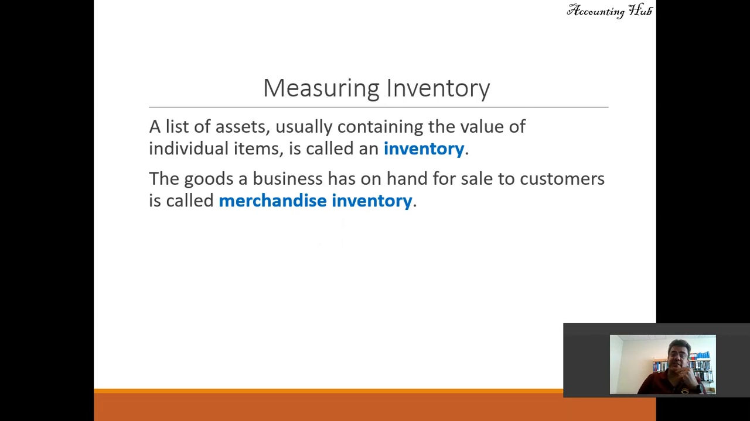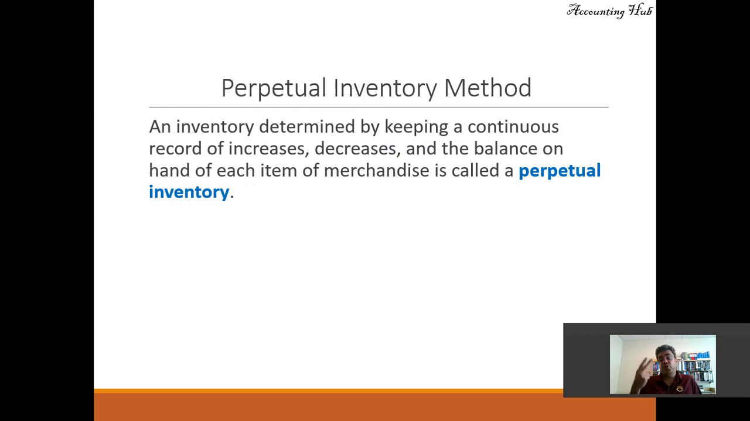A list of assets usually containing the value of each individual item is called an inventory. And the goods a business has on hand for sale to customers is called merchandise inventory. And we have two methods of inventory: the perpetual inventory method, an inventory determined by keeping a continuous record of increases, decreases, and the balance on hand of each item of merchandise. So you control it for each transaction.